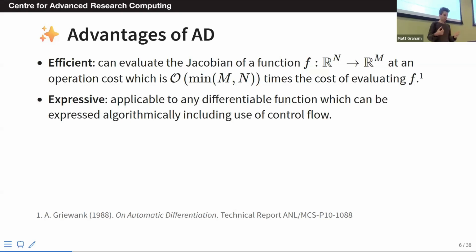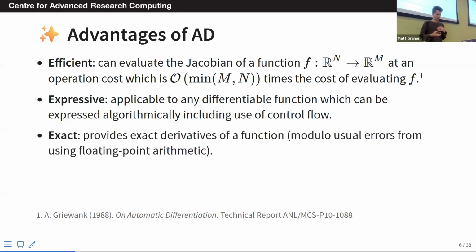Autodiff, compared to manually differentiating functions, has the key advantage that it is not restricted to the things that we can mathematically write down on paper. It's any function that we can compute on a computer and that can be expressed algorithmically, including use of control flow and writing to and from memory. We can differentiate through all of these operations, at least theoretically.